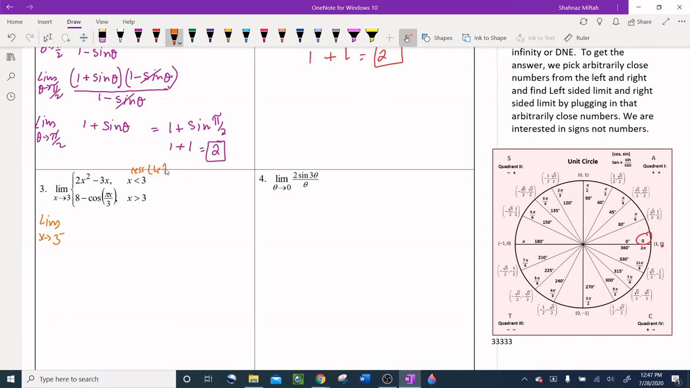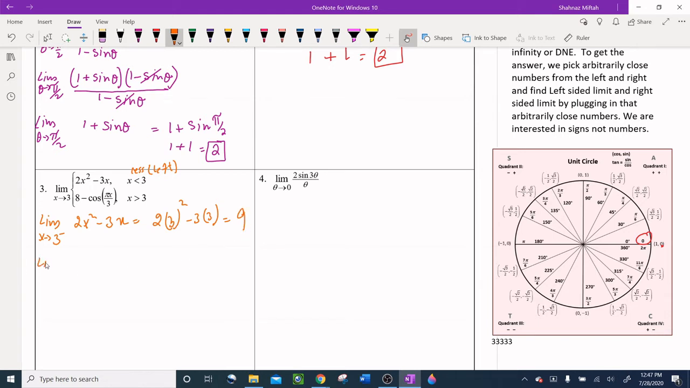So left is this one, because x less than means left, okay? Less means left. So I'm using this one, 2x squared minus 3x. Now plug in that 3, 3 squared minus 3. This is going to give me 3 times 3 is 9. 9 times 2 is 18. 18 subtract 9 is going to give me 9.